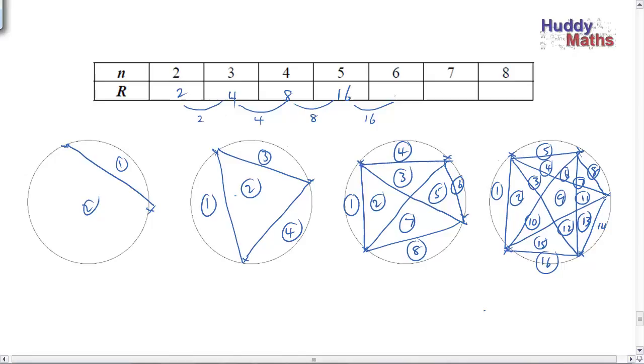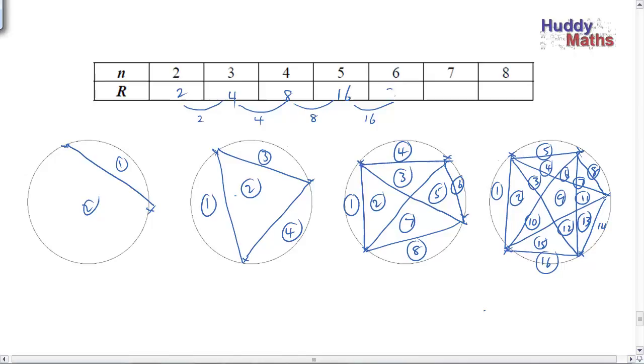This is going up by 2. Then it's going up by 4. That's twice 2. Then it's going up by 8. Okay, 2, 4, and 8. So the next one should be going up by 16, should be 32. Is that right? Do you agree with that?